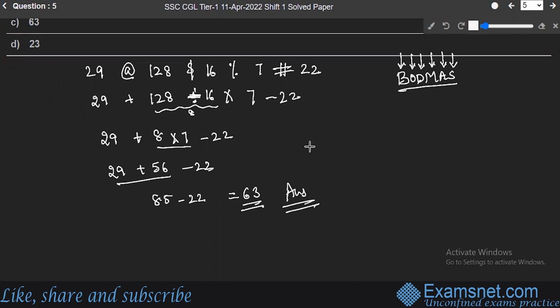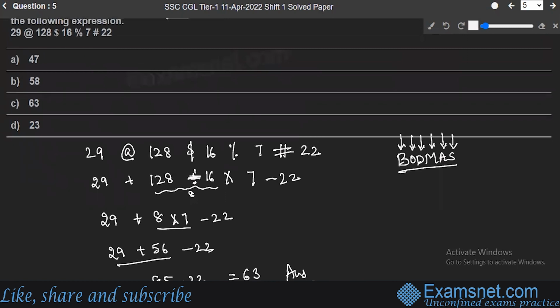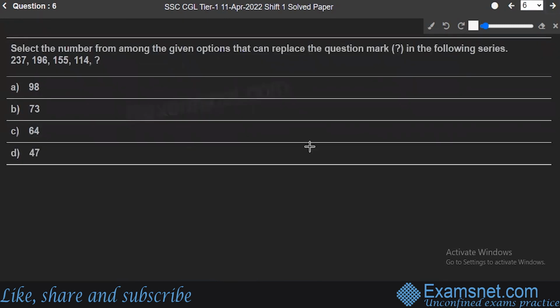I hope you are clear with this question. Let's check out the options. Option C is the correct answer for this. Let's move to the next question, number 6.